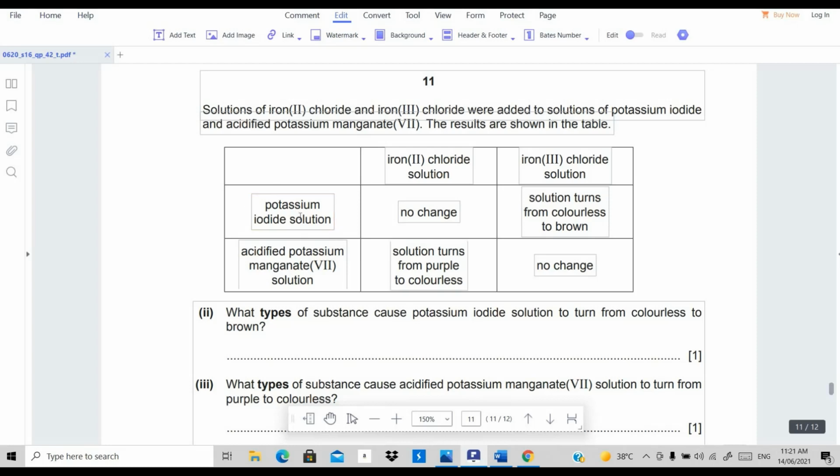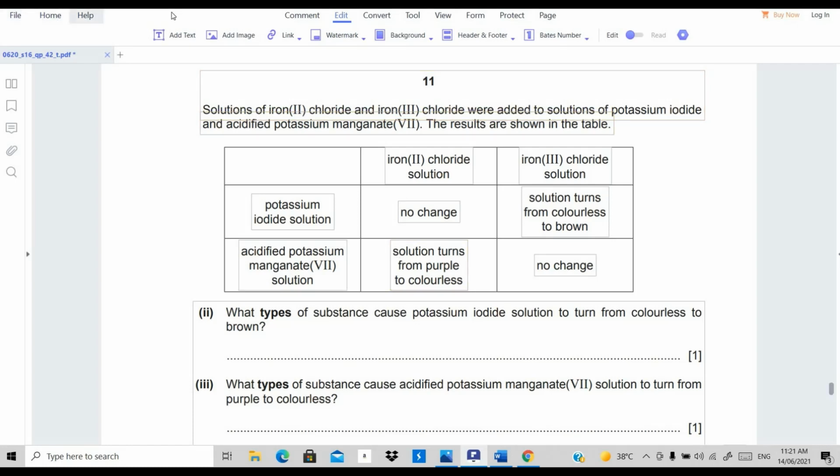Potassium iodide solution: when it was added to iron 2 chloride, it had no change. But when it was added to iron 3 chloride, it turned from colorless to brown. When we added acidified potassium manganate 7 solution to iron 2 chloride solution, it turned from purple to colorless, but with iron 3 chloride solution, there was no change. Which type of substance causes iodide solution to turn from colorless to brown?